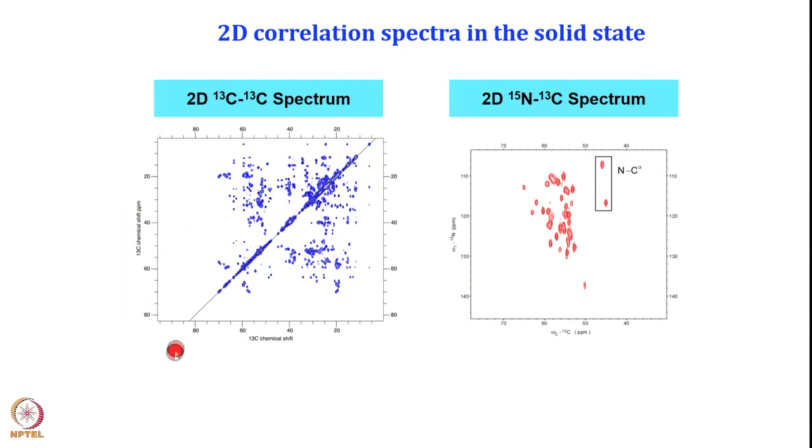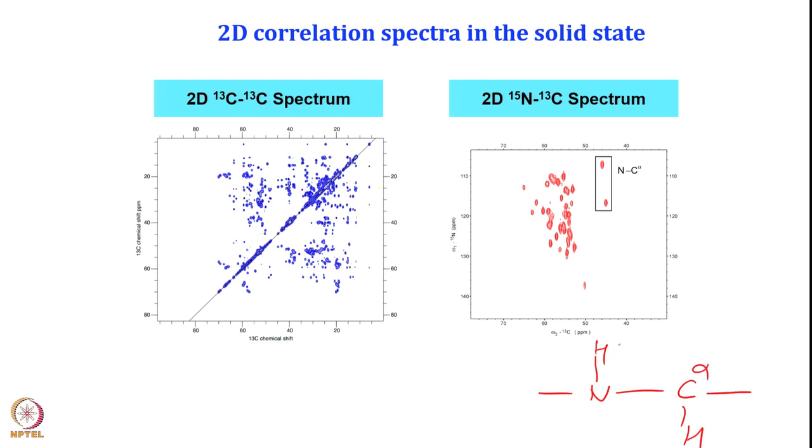Here PDSD or DAR gives a carbon-carbon correlation spectrum. You see, it looks like a noisy spectrum that we have seen in solid state NMR, and this one looks like an HSQC spectrum. So, this is the NC correlation. Let me briefly explain what PDSD or NC we are discussing. Here we have N and C alpha, and this is the correlation we are looking at.